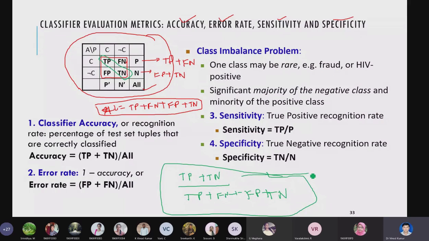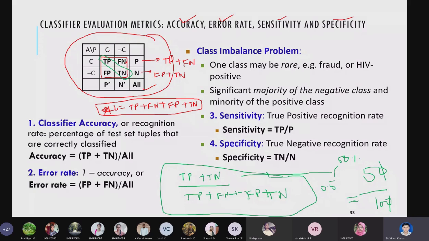Understood? Suppose it came 50 and here the total is 100. So what is the accuracy of my classifier? It will be 0.5, which means 50%. So 50% accuracy is there. Means if I am using my classifier, the answers being true may have 50% chances.